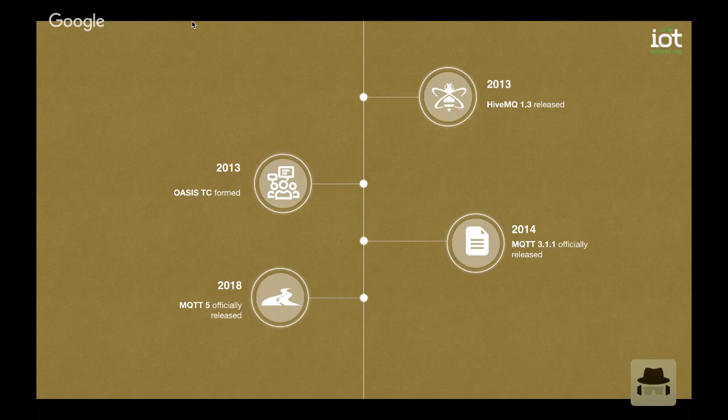But quickly after MQTT 3.1.1 was released, a lot of people used MQTT, and there was a lot of feedback also. So there were some features which just didn't exist in MQTT. There was also some room for clarifications, and this is why the MQTT 5 technical committee was formed. And in January 2018, MQTT 5 was officially released and is now an open standard. It is out now, and this is what our presentation is about.